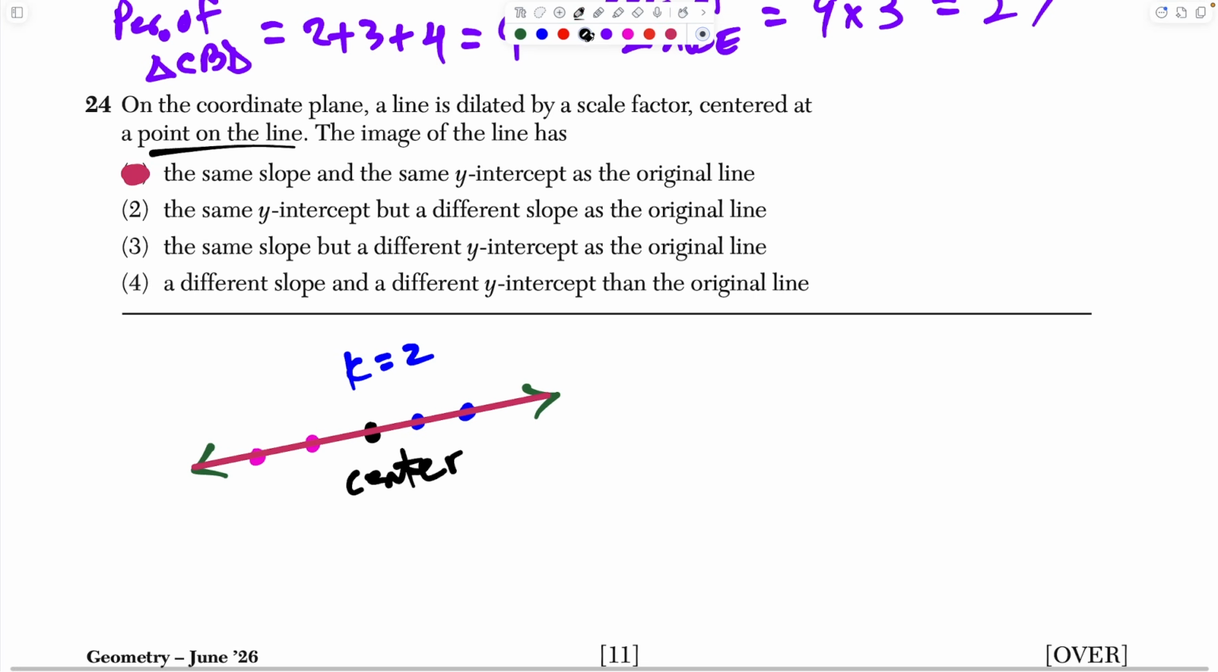The only time something a little bit more interesting happens is when your center of dilation is off the line. So let's say in this case here, I had my center off the line. Then when I do a dilation, and let's say I go scale factor 2 again.